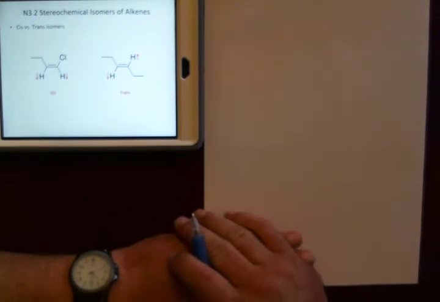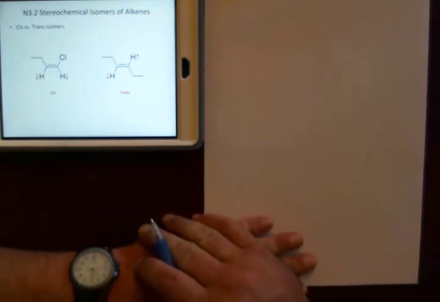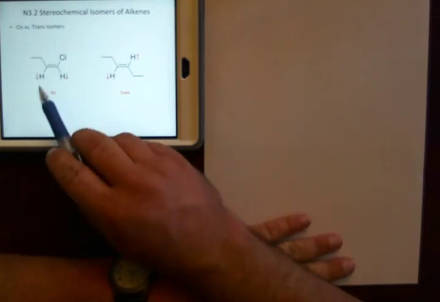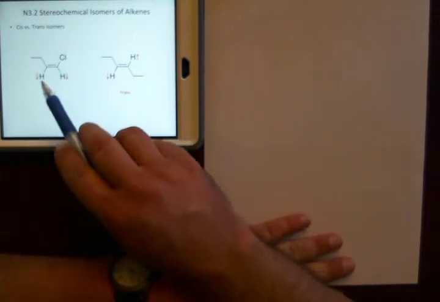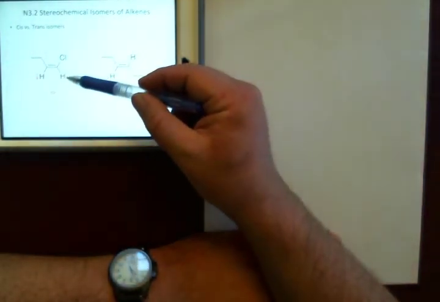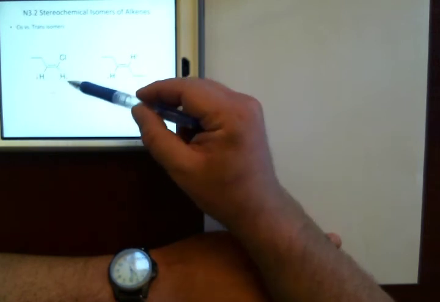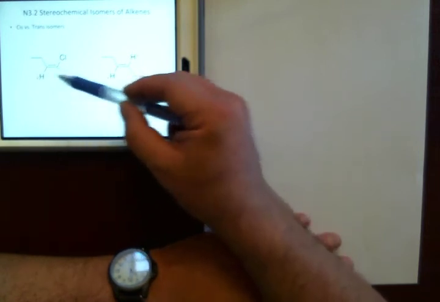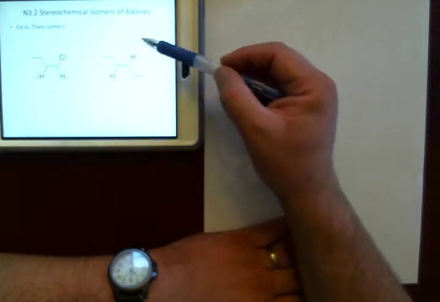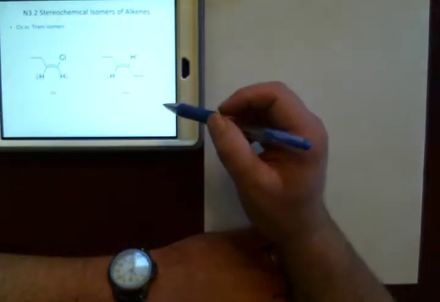Okay. Now the other isomer that we're going to talk about is for alkenes. So we've talked about this before with cis and trans. The easiest way to look at these is to look at how the hydrogens are pointing. So for cis, the hydrogens are pointing away from the double bond the same way. So they're both pointed down away from the double bond. Here, this one's pointing down, this one's pointing up.